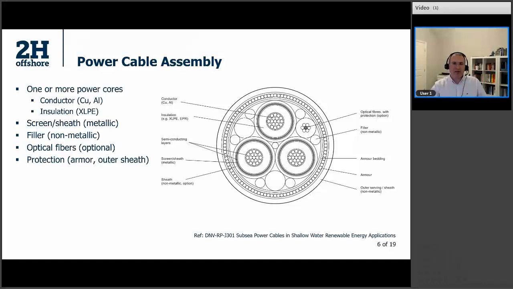So the thermal characteristics of these components are quite different, metallic components and non-metallic components. And so we have insulation. It's quite different, and this makes the thermal assessment of these cables also very complicated.